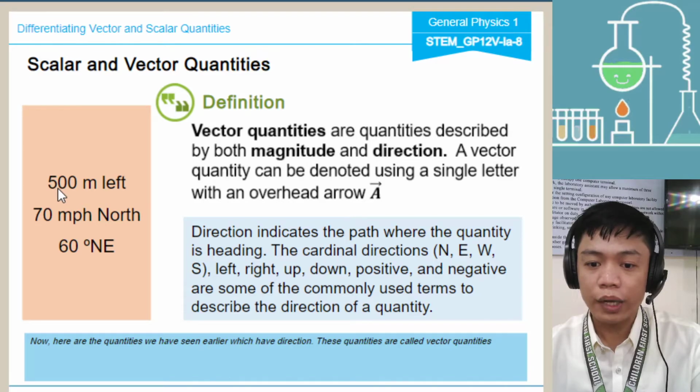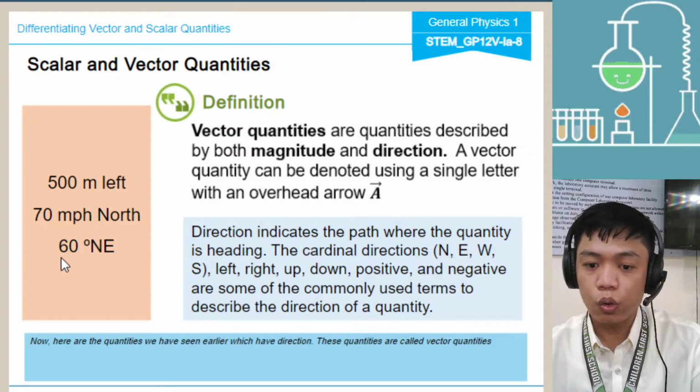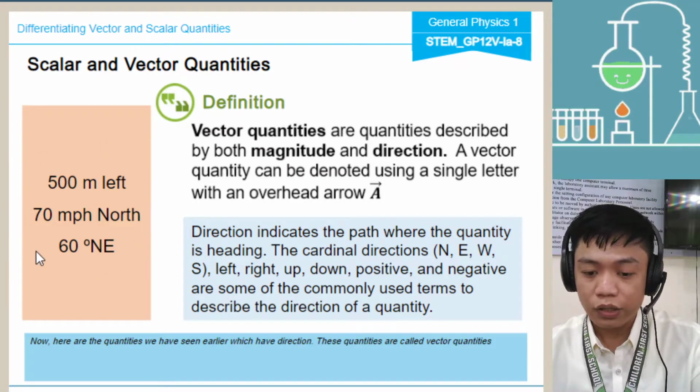So, 500 meter: 500 is a value, the magnitude, and meter is the quantity. Now, let's include the direction. The direction is left. So that is a vector quantity. Aside from that, we also have 7 miles per hour north. Then we have also 60 degrees northeast. These are examples of vector quantities.